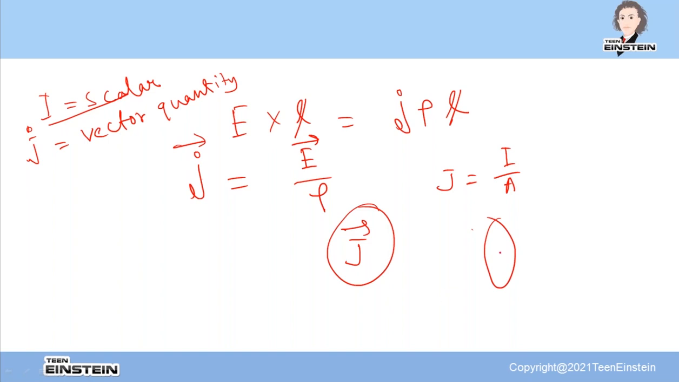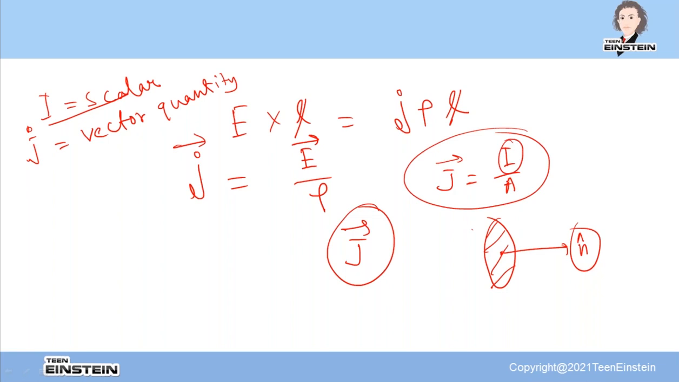Along the direction of the unit normal to the area. That's why this is a vector quantity. Not because of the current, but because this area has a direction. Because of that, this is a vector quantity.